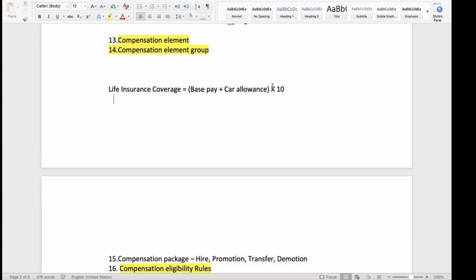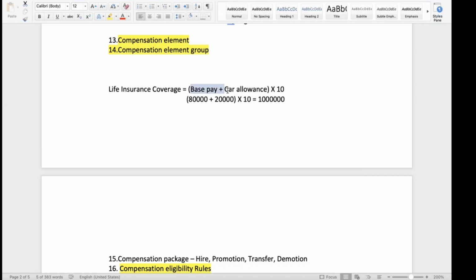So what does it mean? It's a formula. To make it simple, it's a formula. So for example, an employee base pay is 1 lakh US dollars, or let me take a smaller number, 80,000 US dollars, plus the employee car allowance is 20,000 US dollars, multiplied by 10, that equals 10 lakh US dollars the employee will get as life insurance coverage in the case of any risk. But here, from where are these amounts coming in? We're grouping the two compensation elements, base pay plus car allowance, into one compensation element group.